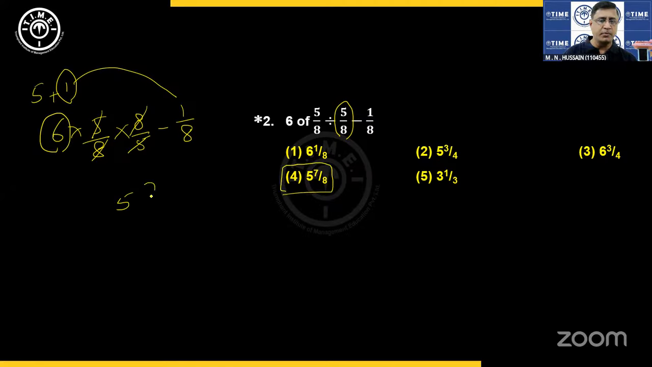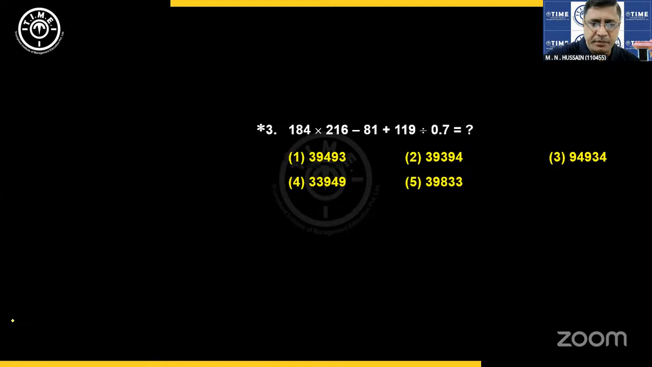Option number 4. 1 minus 1 by 8, that is 7 by 8. 7 by 8 plus 5, that is 5, 7 by 8. Now look at the next example on your screen. Dear students, are you following? Look at the next example. Please try this example.